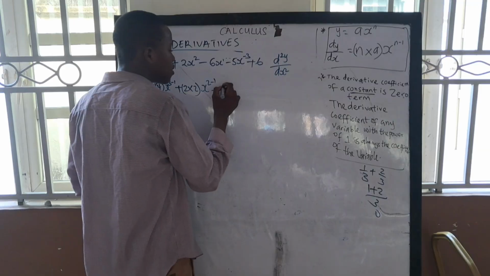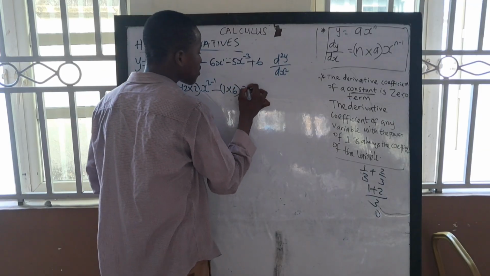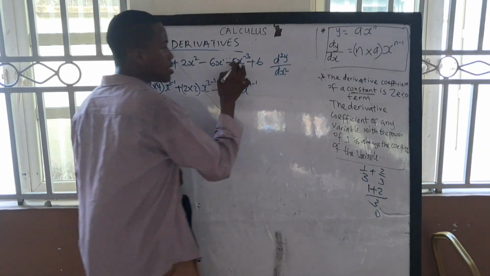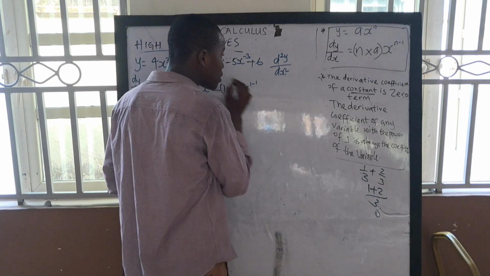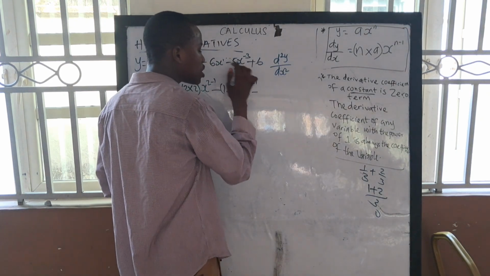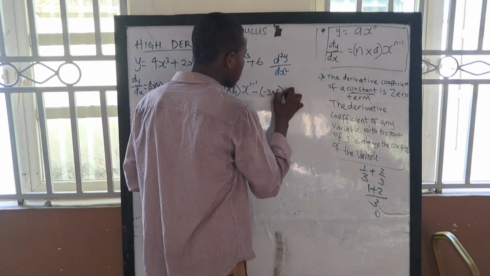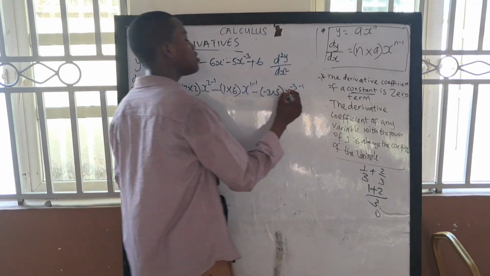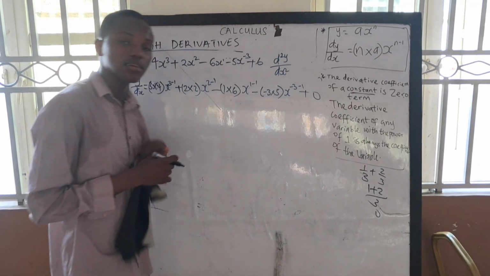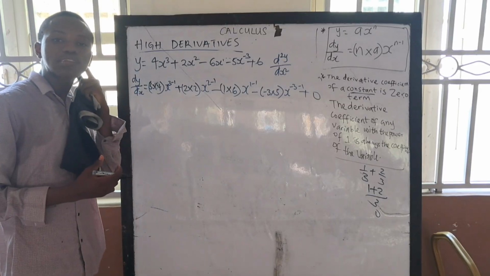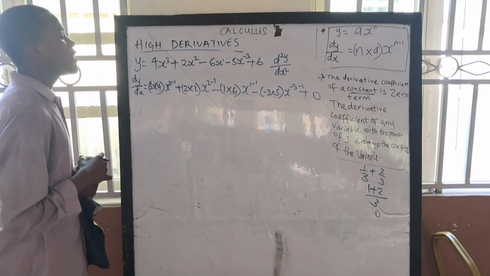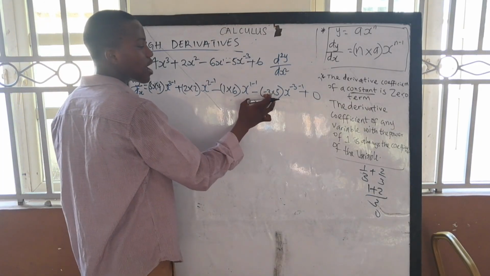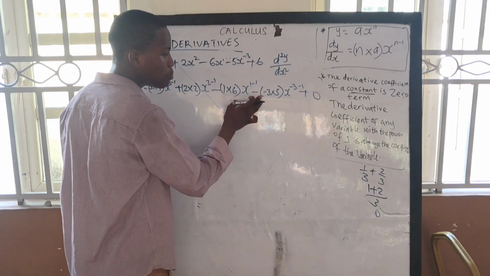So I'm having 1 times 6, x is power what? 1 minus 1. Same thing here. I have to be careful. Minus 3 times 5. x is power what? Minus 3 minus 1. And if I differentiate the constant, it's what? 0. Right? Remember, the derivative of the constant term is always 0. Now, I have minus 3 times 5, minus 3 minus 1. Remember my minus, I brought it out here.